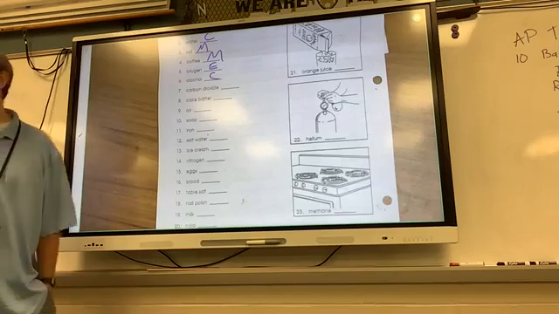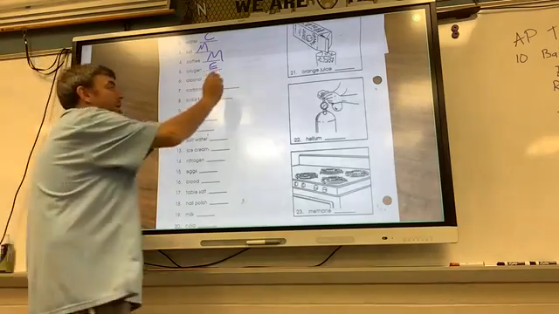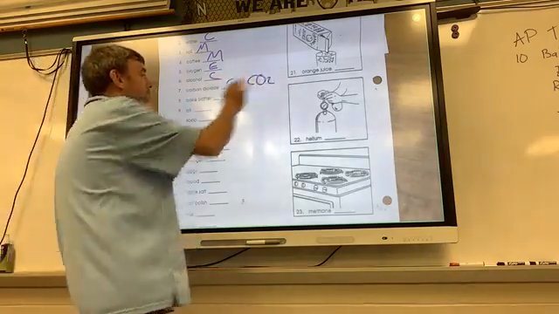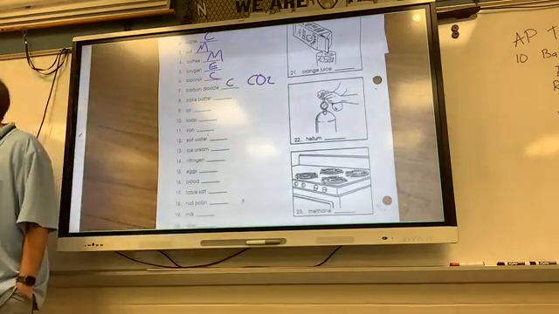Carbon dioxide, compound, that is CO2. If there's 2 capital letters, it is a compound.